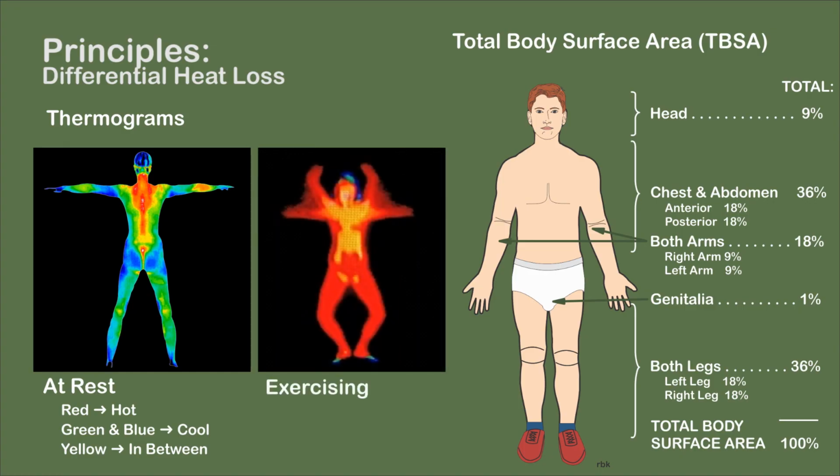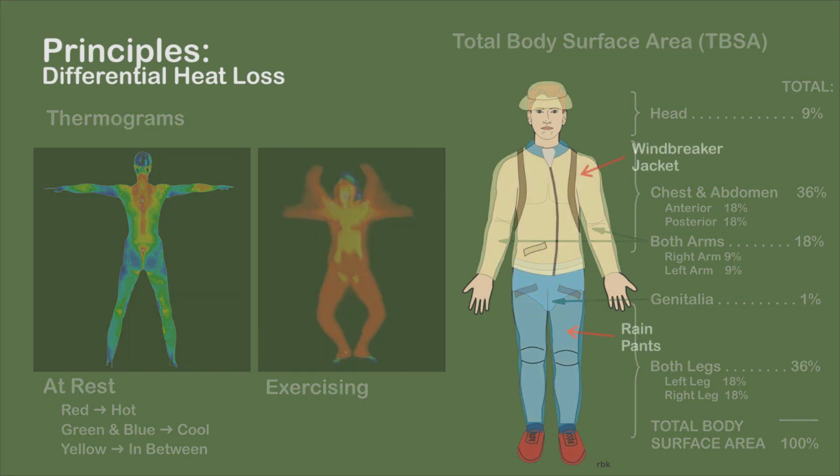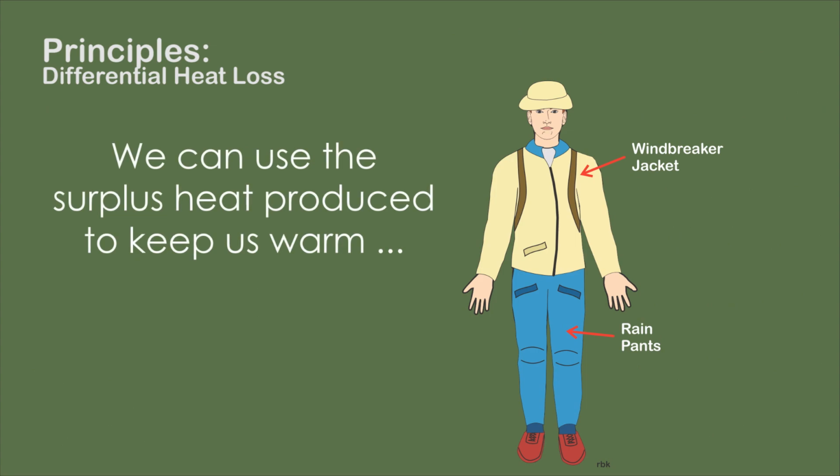In the second thermogram, the jumping jacks generate large amounts of waste heat, which is evident in the extremities. As a practical matter, a hiker wearing rain pants in cool weather can capture enough surplus heat that they will often need to unbutton and open their jacket to equalize their body temperature.